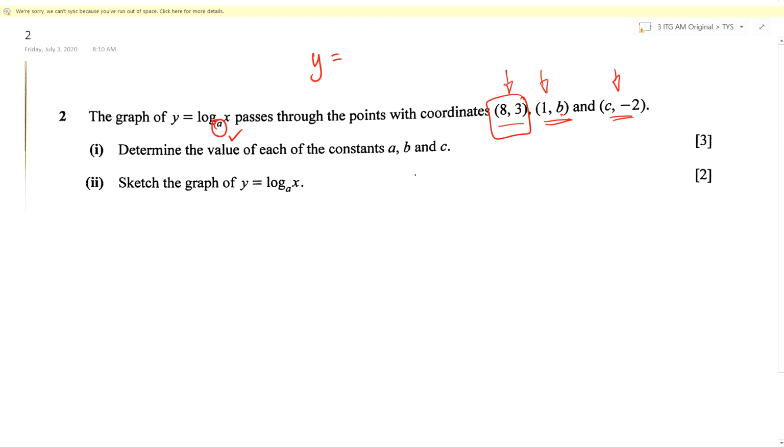y equals, a to the power y equals x. We have already found a. In the second set of coordinates, I've got an x value. Put it in here. We've already got a. So I can find the y value, which is the b value. Done. Next.